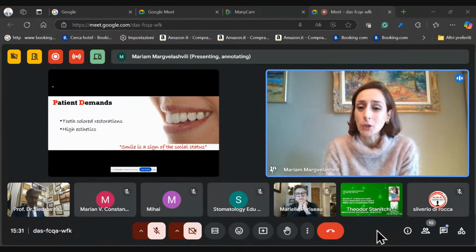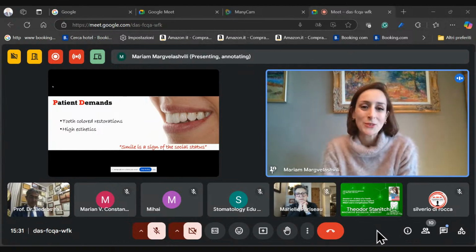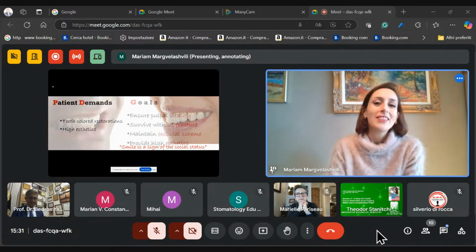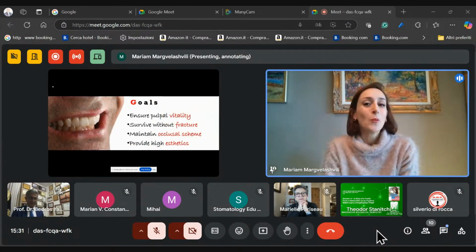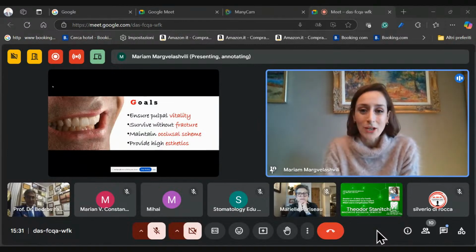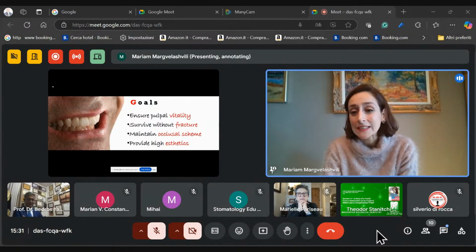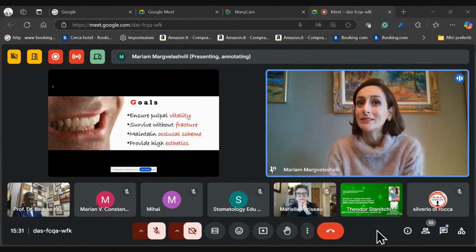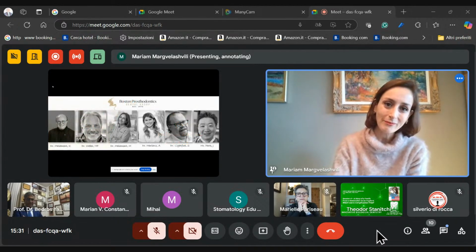On the other hand, smile has become a sign of social status. Everyone wants to have tooth-colored white restorations, beautiful smiles, high aesthetics, regardless of age. That sets the goals for us. We want to deliver restorations that are biologically friendly, and we want restorations that will survive without fracture, the one that will maintain occlusal schemes, but at the same time provide aesthetics. The question is, are we able to achieve those goals with available dental materials currently?